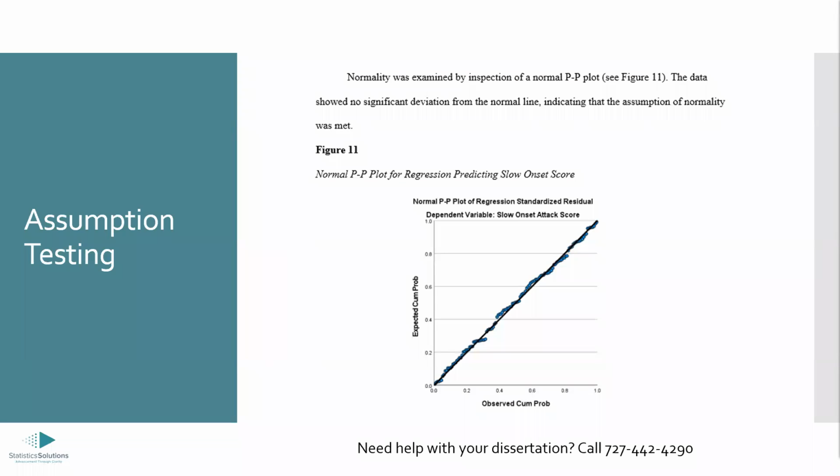So now let's look at some examples of how you might present the results of assumptions testing. In this first example, we test for normality by looking at a PP plot. And so we see here in the narrative, we state how we're testing normality. And then we make an interpretation of this plot, saying that the data did not significantly deviate from the normal line. And we state that the assumption is met.